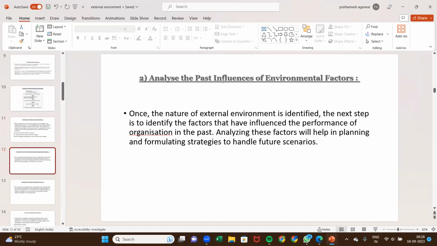Then analyze the past influences of the environmental factors. What had happened in the past? Once the nature of the external environment is identified, the next step is to identify the factors that have influenced the performance of the organization in the past. Analyzing these factors will help in planning and formulating the strategies to handle the future scenarios. Means what will happen in future, the past influences will always guide us as to what strategies we need to formulate in the future.